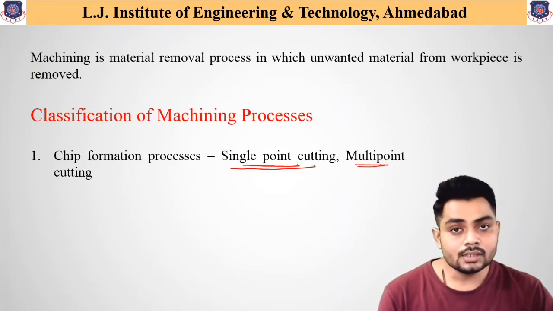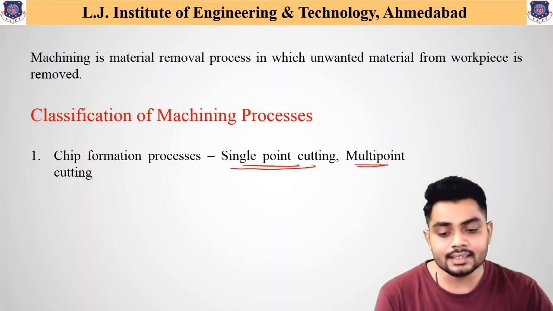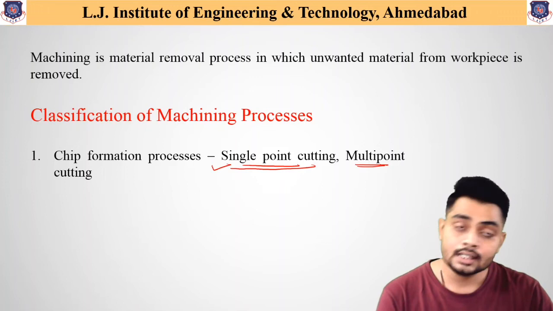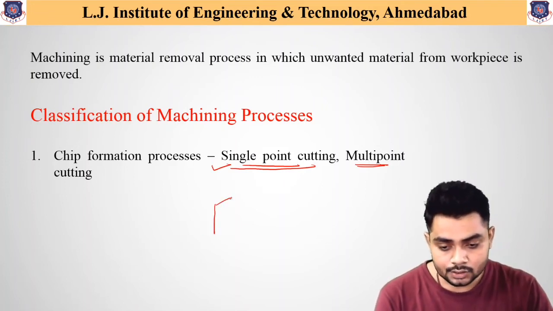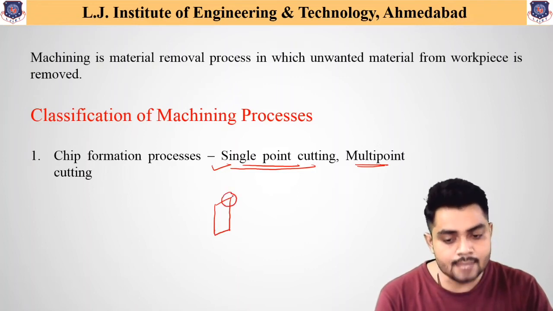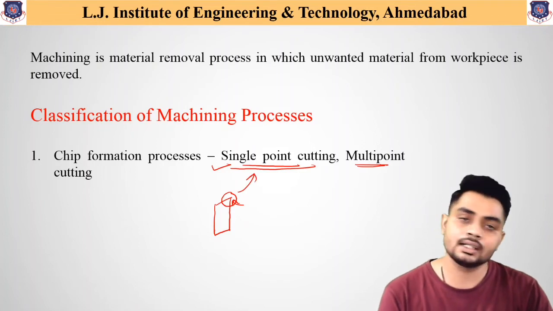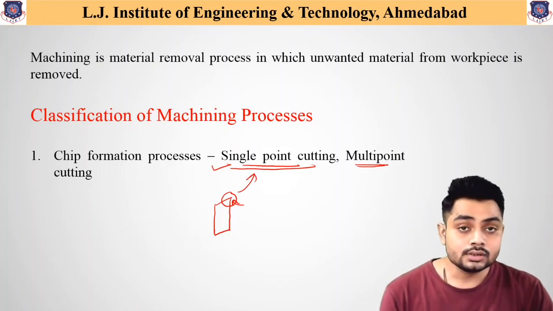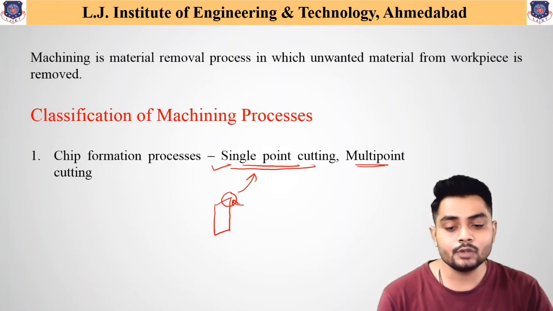During machining, if a single cutting tool or a single tip of the cutting tool removes the material, at that time it is called the single point cutting tool. In the case of the lathe machine, we have seen the figure, the tool is indicated like this. This single tip helps to remove the material from the workpiece. That's why it is called the single point cutting tool. And the process obtained with the help of this tool is called the single point cutting process.